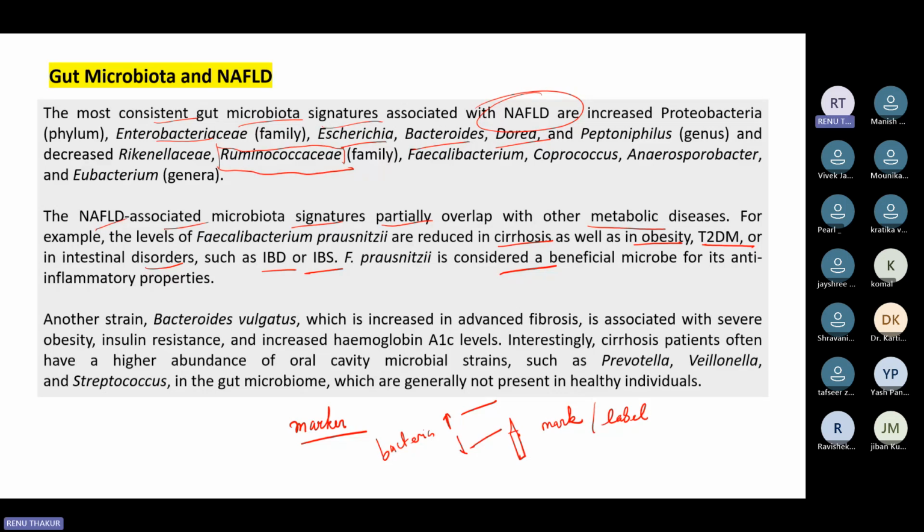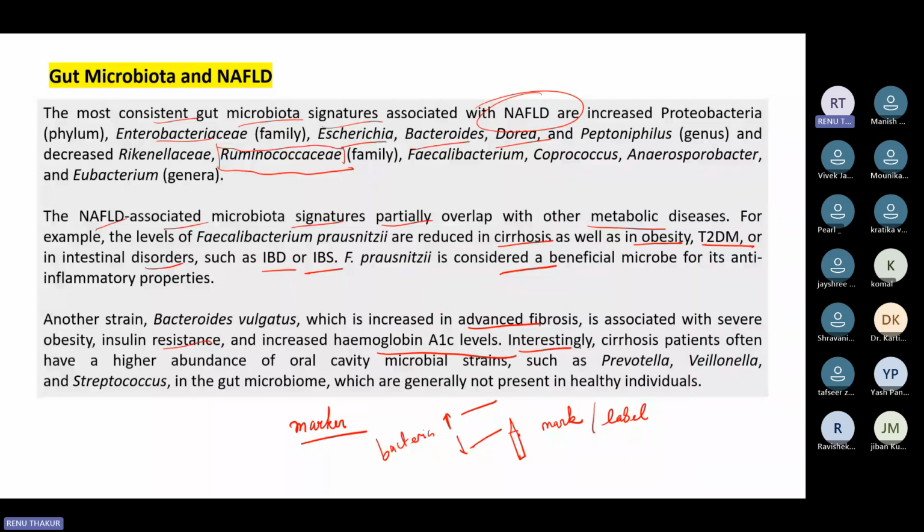So in NAFLD associated microbiota, and also with the other diseases, you can expect the reduced level of Faecalibacterium, because this Faecalibacterium is associated with what? This particular strain is considered a beneficial microbe for its anti-inflammatory property. So you can expect a decrease in the good bacteria. So Bacteroides vulgatus, which is increased in advanced fibrosis, is associated with severe obesity, insulin resistance, increased hemoglobin A1c. That is known as glycosylated hemoglobin.